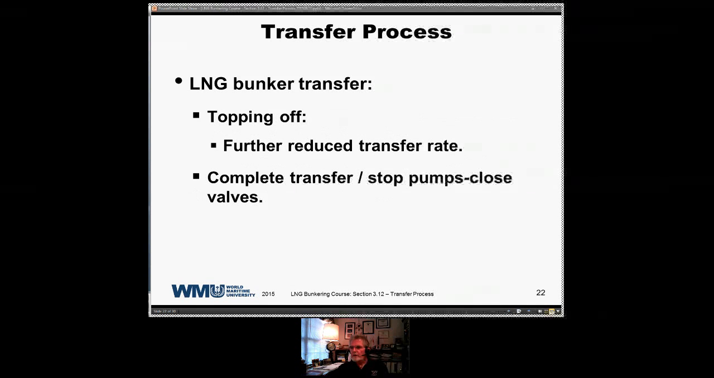This is the topping off procedure. I think I already covered that. And once we're topped off, we complete the transfer, stopping the pumps, closing the valves.